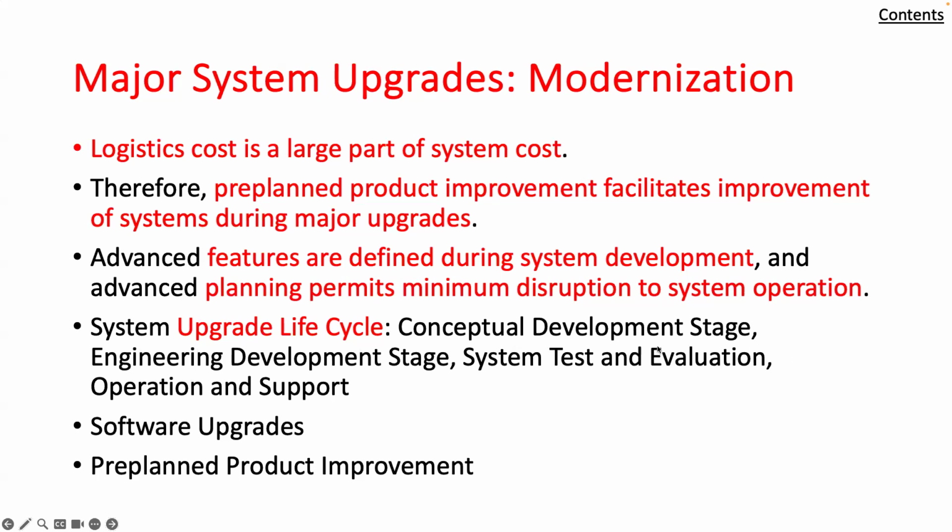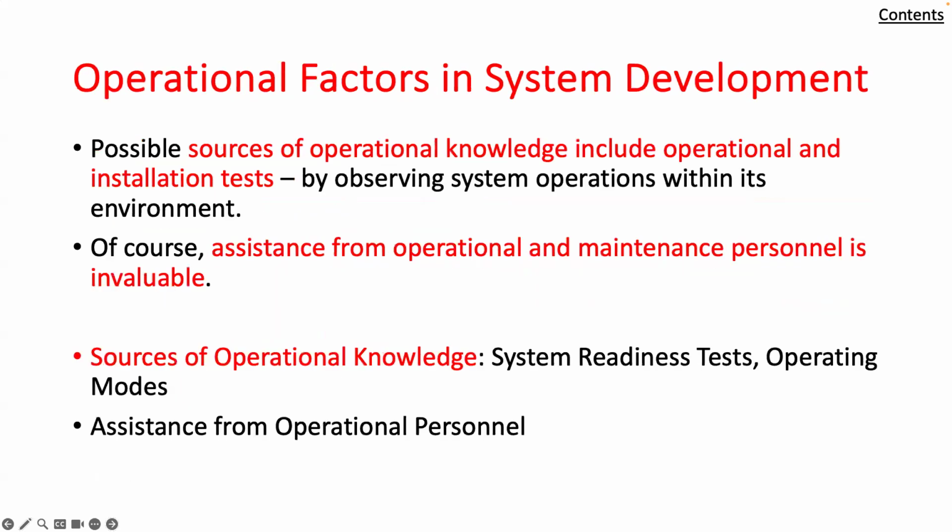So there's conceptual design, the conceptual development, there's the engineering development, there's a system test and evaluation, and the operational support. All of those are things that we've covered up to this point in this class. There's the software upgrades that need to be thought about, and there's also pre-planned product improvements. Maybe there's other things that are part of the doctrine that have been provided to you of how you're supposed to go about your operations and improvements.